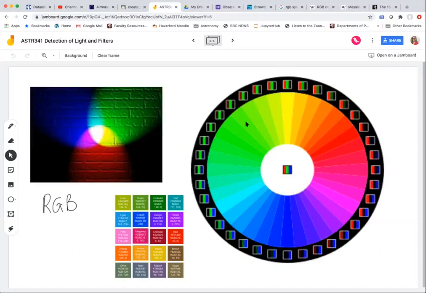This wheel here is supposed to illustrate, so it's got RGB in these outer bits, showing adding blue to green. It's like art class again. I used to like this stuff when I was in school. It's fun, right? So we get to do it with astronomy images.